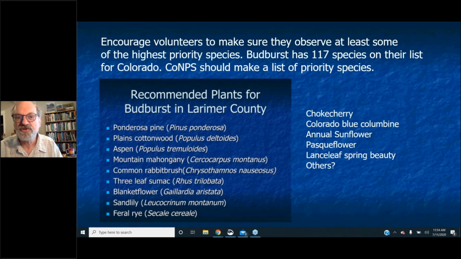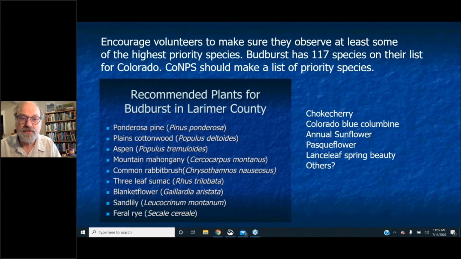So if you make an observation of chokecherry, that's great, because that adds to a really good database that Budburst is developing for the country. And of course, columbine. It just seems like as Coloradans, we can't ignore columbine. And then there are a lot of annual sunflowers out there that I think would be really good ones for us to try to keep track of. The pasque flower is certainly a very beautiful spring flower that people usually notice, and it's got a very characteristic fruit. So that's one where it's easy to note the fruits.